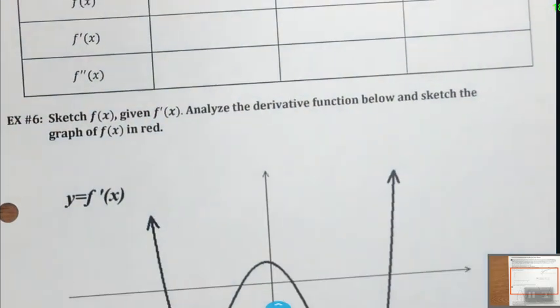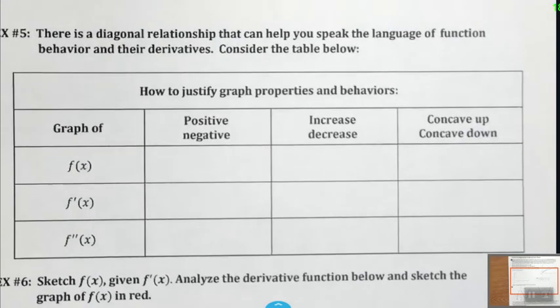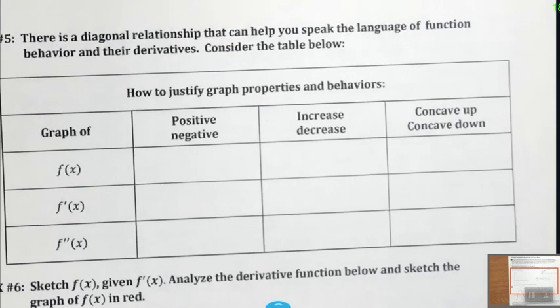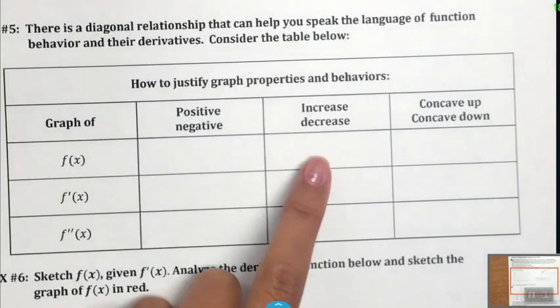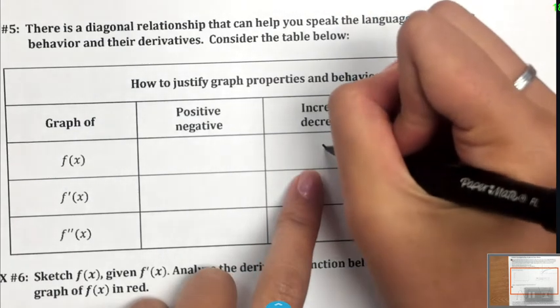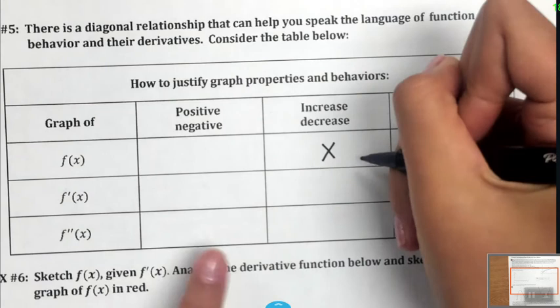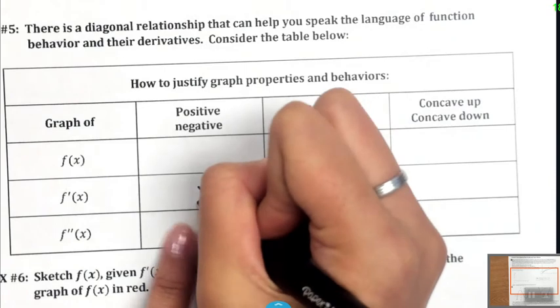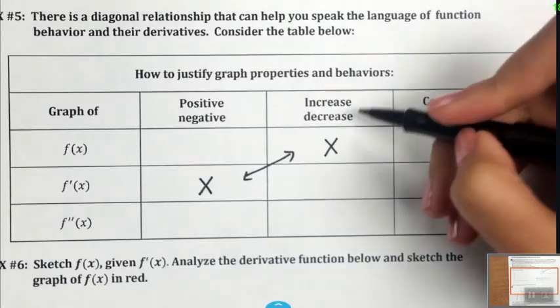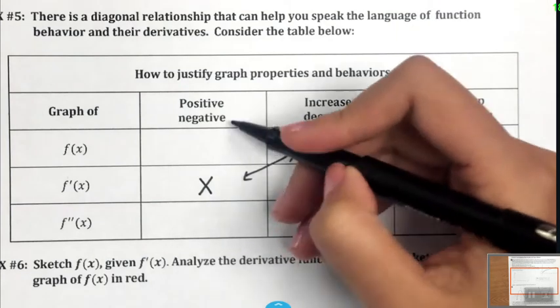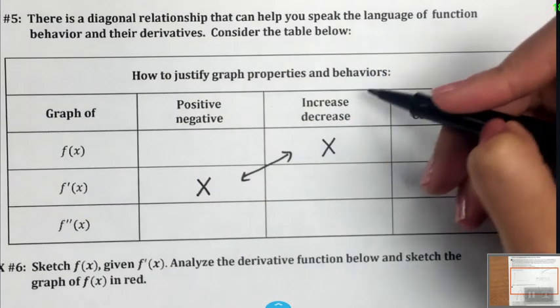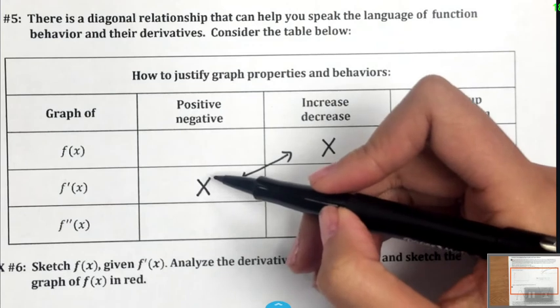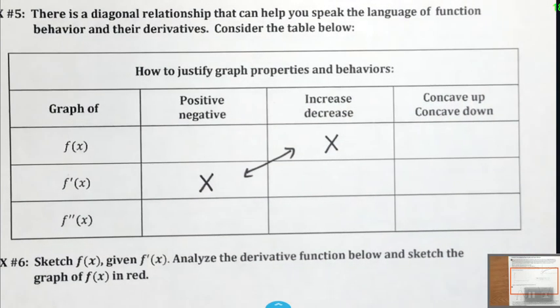All right. Now, there's a relationship that you've got to know. If I tell you that f of x is increasing or decreasing, that means that you know that the derivative is positive or negative. So if the original is decreasing, then you know that the first derivative is negative, right? If the original is increasing, then you know the first derivative is positive, right?